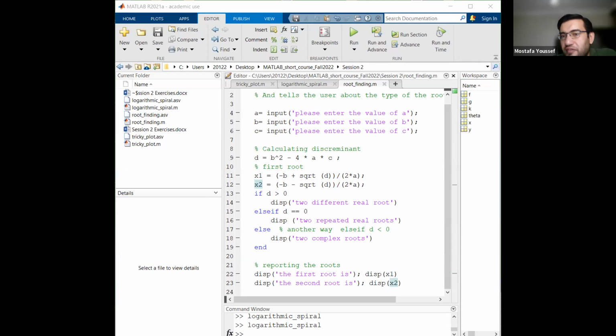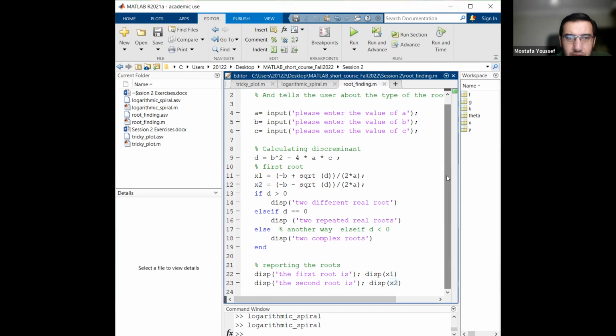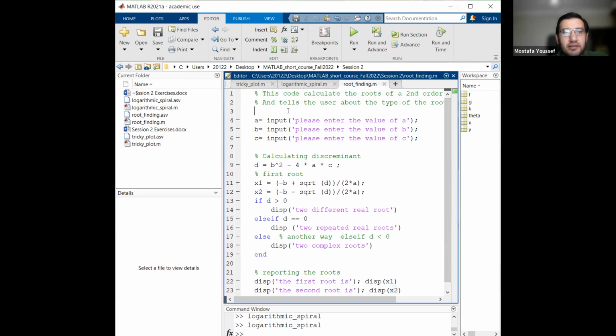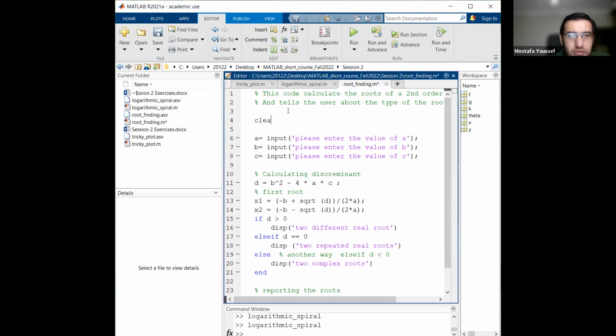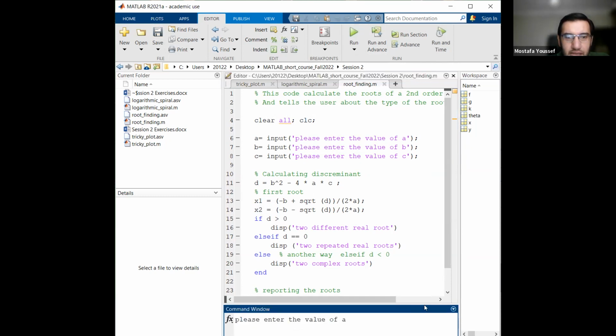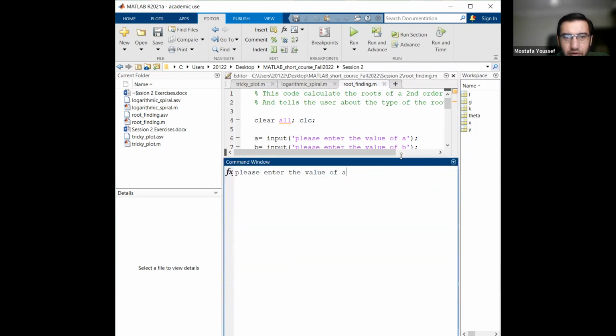And I know for sure that the answer for this is 2 real repeated roots, basically 4 and 4. Let's do the two test cases. And I forgot what I recommended last time. Always good to start with clear all CLC at the beginning of your code. So let's run it. It's asking for the value of A.